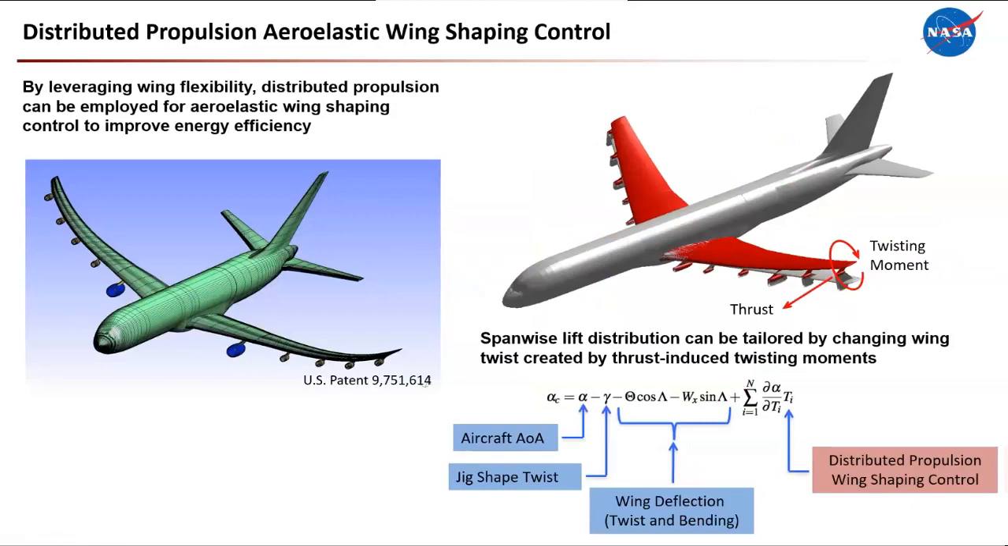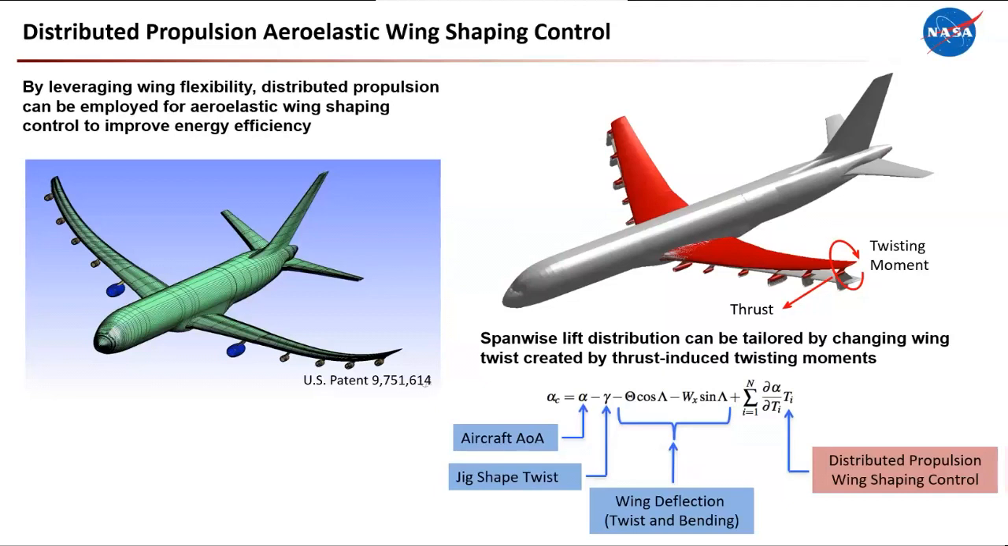So the idea here is that we could leverage the wing flexibility to get some performance benefit from distributed electric propulsion. And the way we want to do that is to use the thrust produced by these propulsors to twist the wing. If we can twist the wing, then we can change the aerodynamics on that wing, and if we can change the aerodynamics, we can reduce drag. So that's the idea here.